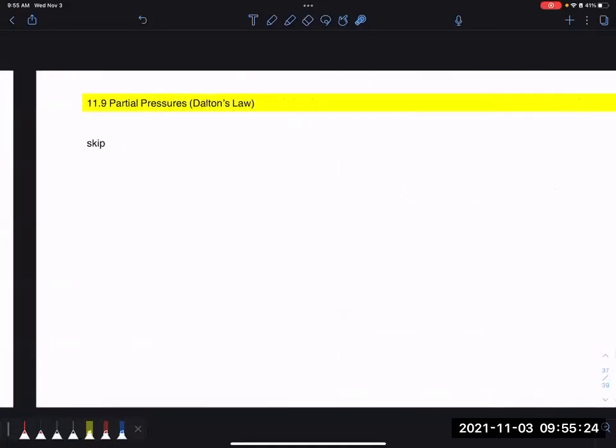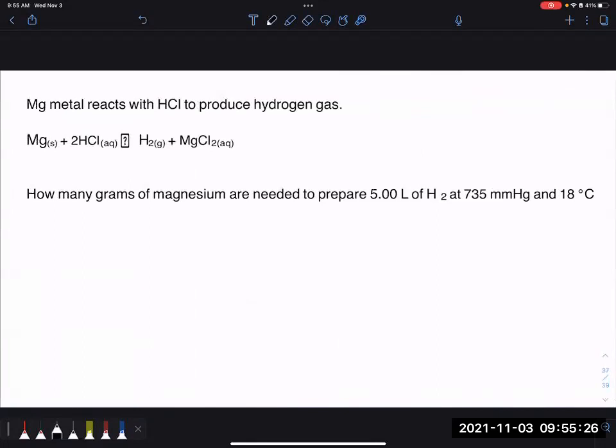All right. One more question. Magnesium metal reacts with HCl to produce hydrogen gas. How many grams of magnesium are needed to prepare 5 liters of H2 at 735 millimeters of mercury and 18 degrees C? All right. He's gone and done it. We're no longer at STP. Making everything more complicated. But this is good. This is good. I mean, there's a reason it's here, right?